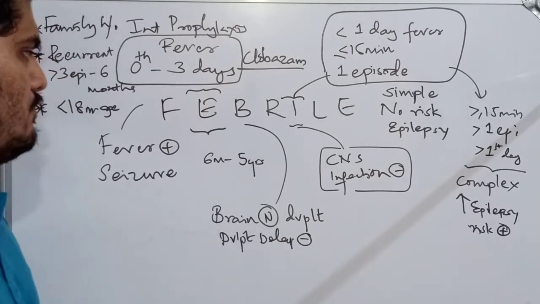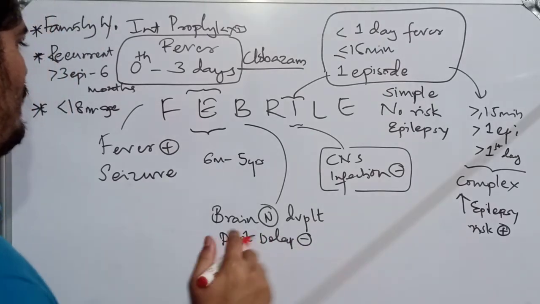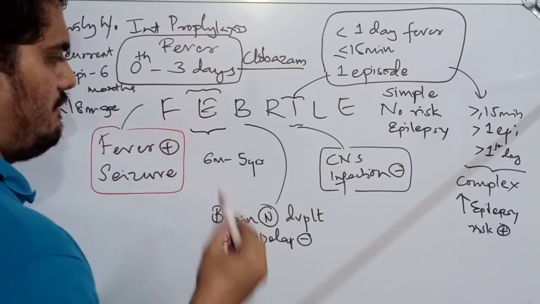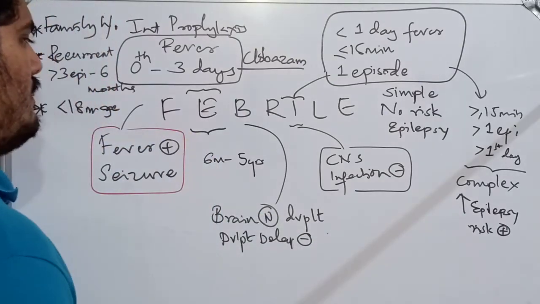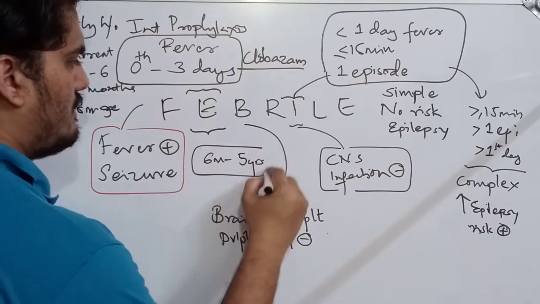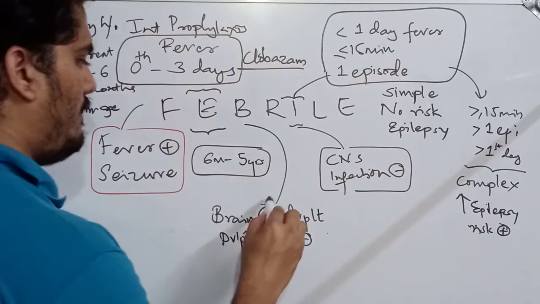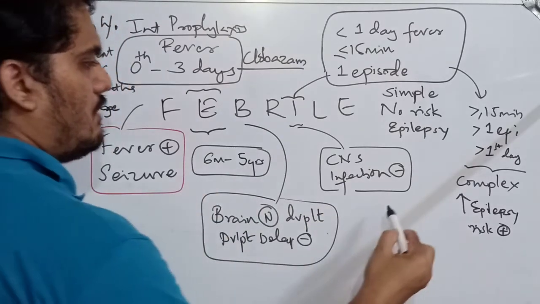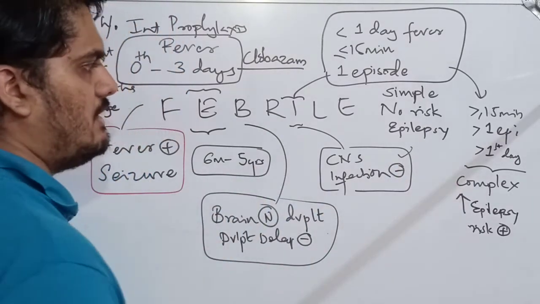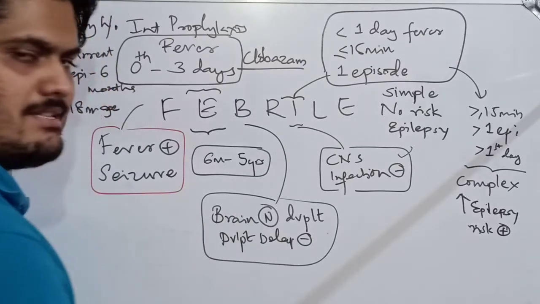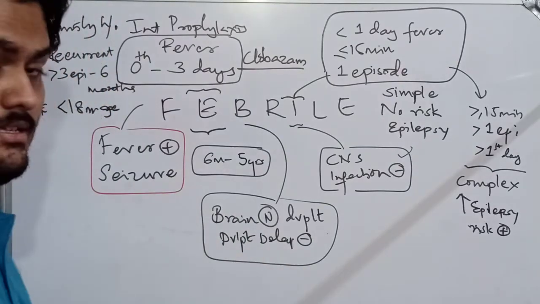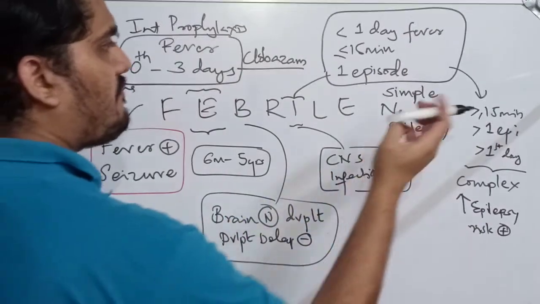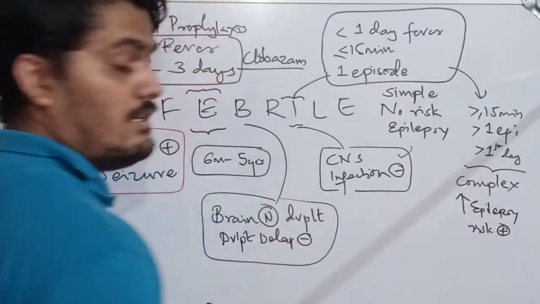So quickly I will try to revise everything. Febrile seizure is fever with seizure activity. The defined age criteria is 6 months to 5 years of age, the baby's brain development is completely normal, and there should not be any evidence of CNS infection. Only then is the febrile seizure criteria defined. There are 2 important types: simple febrile seizure and complex febrile seizure.